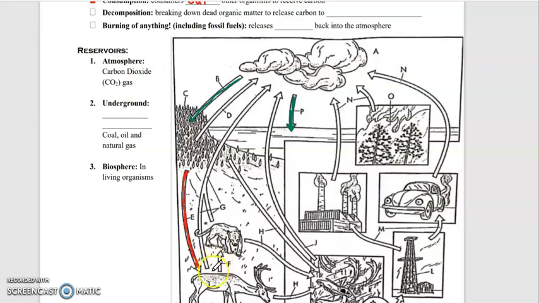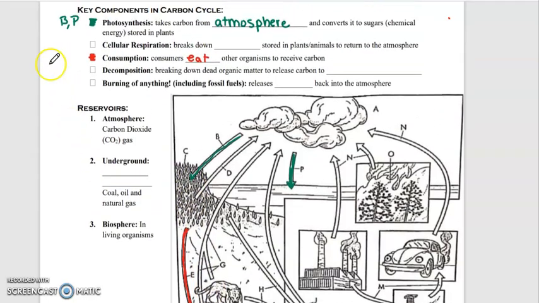Maybe arrow F, this predator is consuming that prey. I think that is looking pretty good so far. So let's go with E and F. E and F as our consumption.